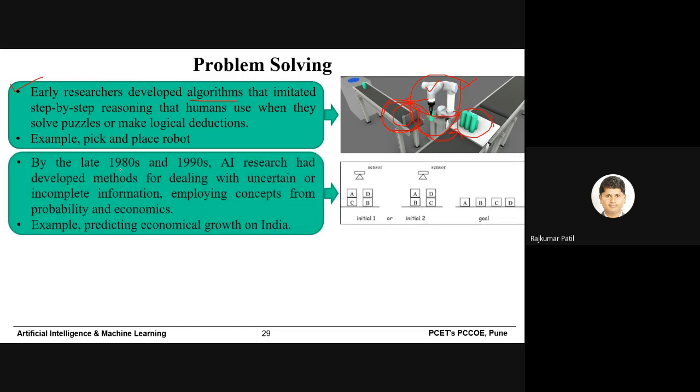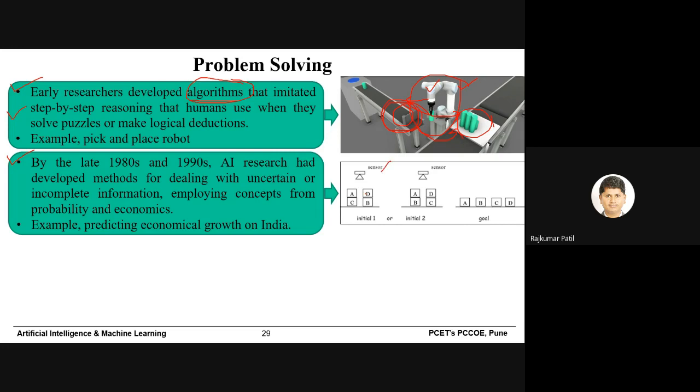Again, by the late 1980s and 1990s, AI research had developed methods for dealing with uncertain or incomplete information. See, in the first example that we have seen, we know what exact procedure we have to carry out, and accordingly the algorithms are developed. However, over a period of time, even in the case of limited information or uncertain situations, there is a need of taking some kind of decisions, and that's why AI algorithms were developed that can work or that can make decisions even though information is incomplete, the situations are uncertain, and so on.